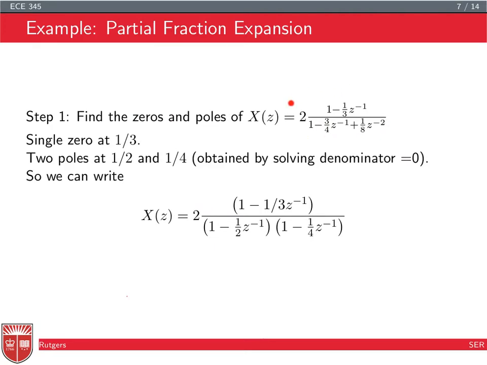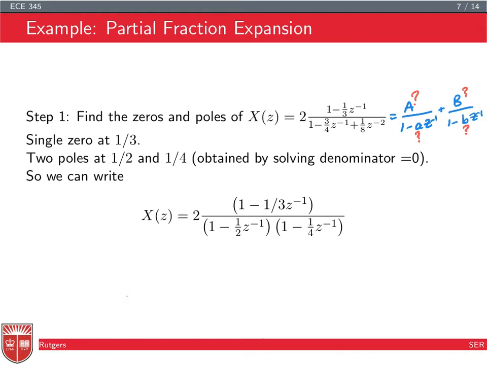So our goal is to write this function in the following form by doing partial fraction expansion. So I'm going to write it here. It's going to be equal to some constant capital A divided by 1 minus small a z minus 1, plus some constant capital B divided by 1 minus small b z minus 1. And I forgot to mention in the previous slide, the question is to find the constant capital A, the constant capital B, but also the poles small a and small b.